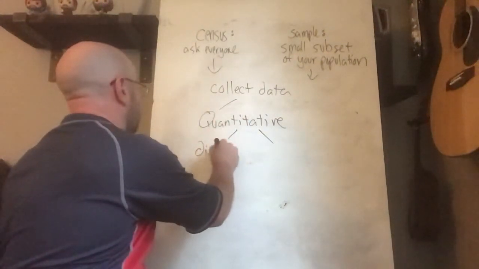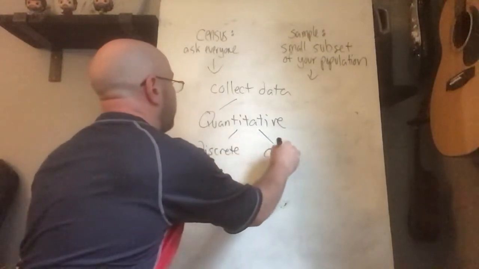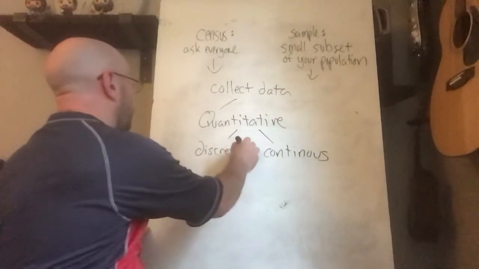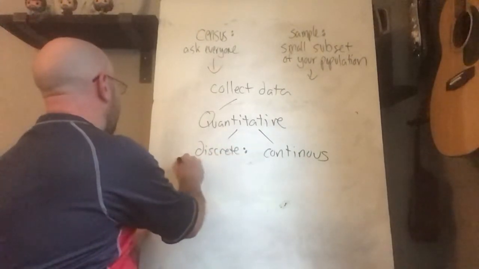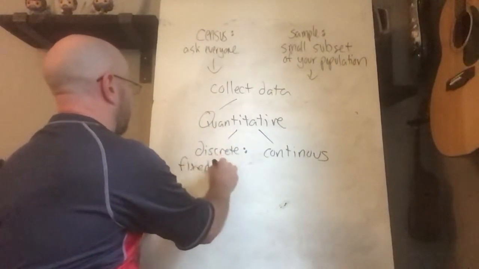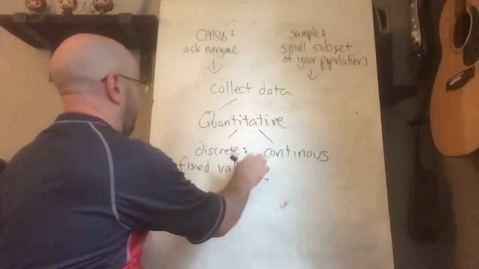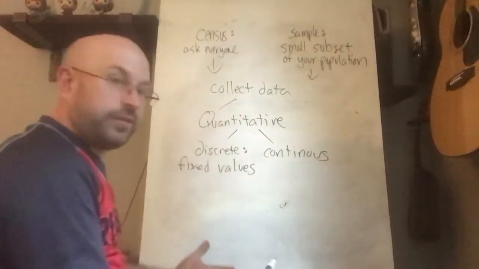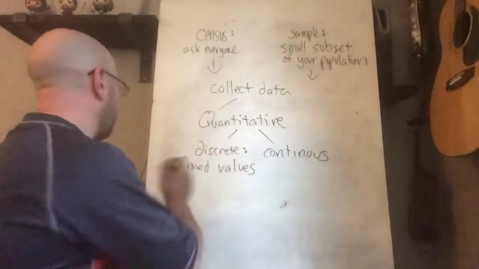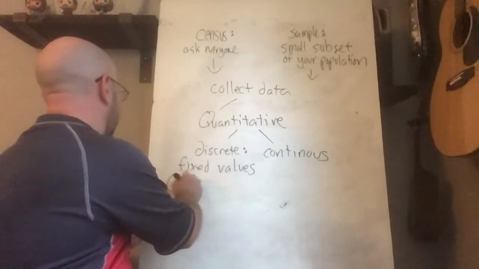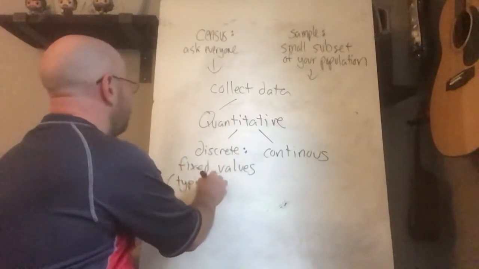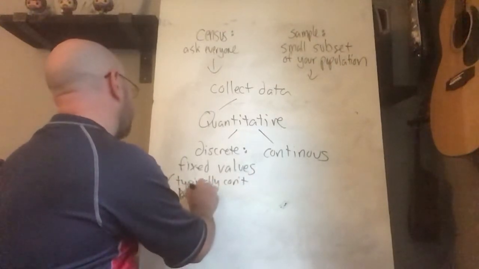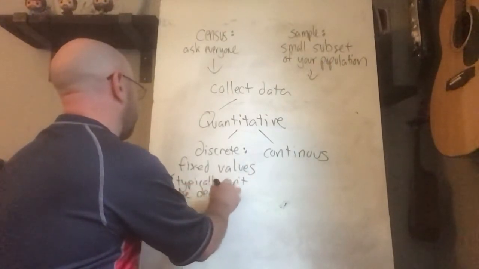With quantitative, you can get discrete or continuous. Discrete only have fixed values. So they can't be decimals, can't be fractions. They're very fixed values. I'll put typically can't be decimals or fractions.